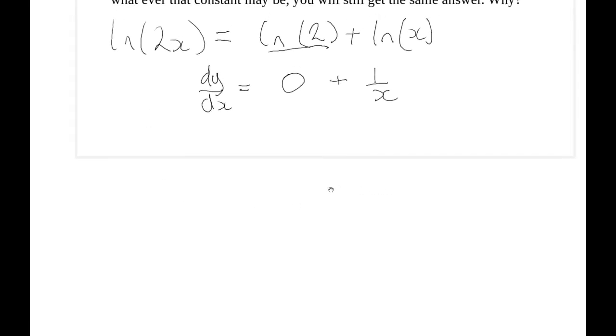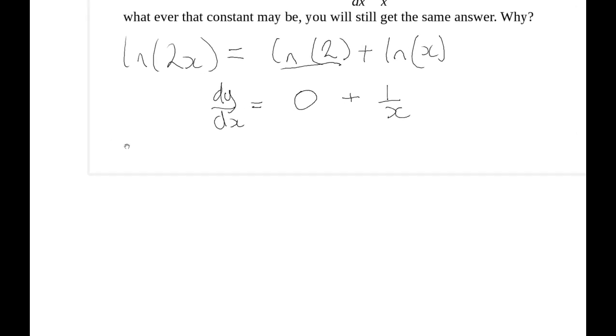Another way of doing it would be to use the chain rule. So with the chain rule, what we would do is, let's put my pen back on, user error, use the chain rule. So we let u equal 2x. That means that therefore we've now got y equals log of u.